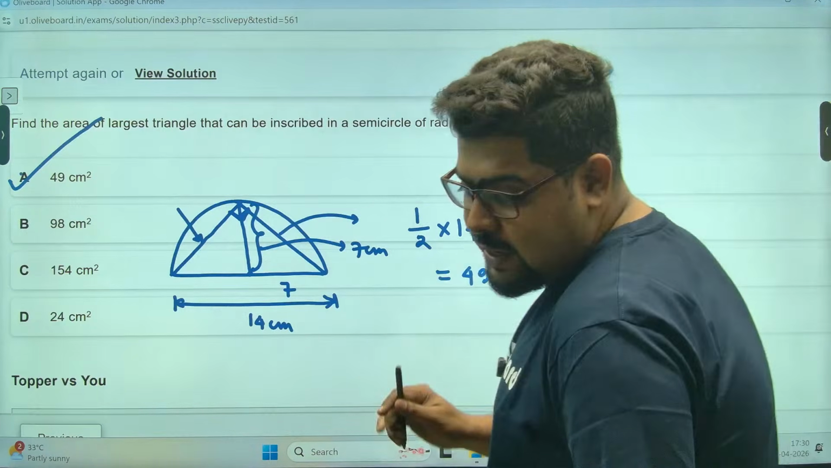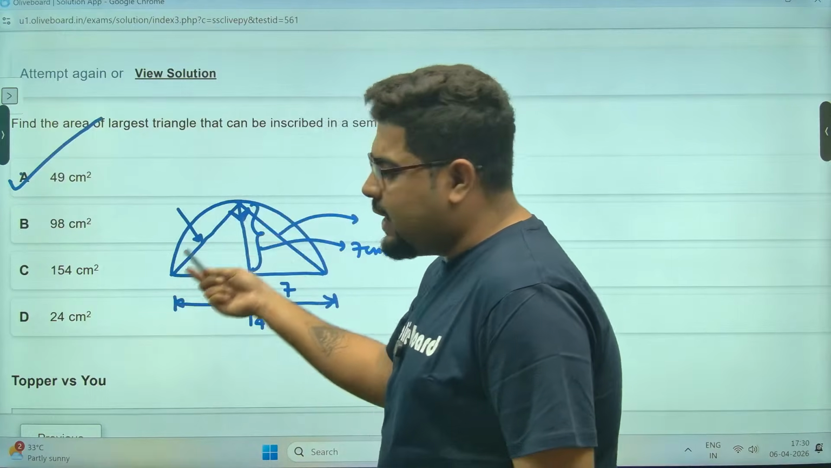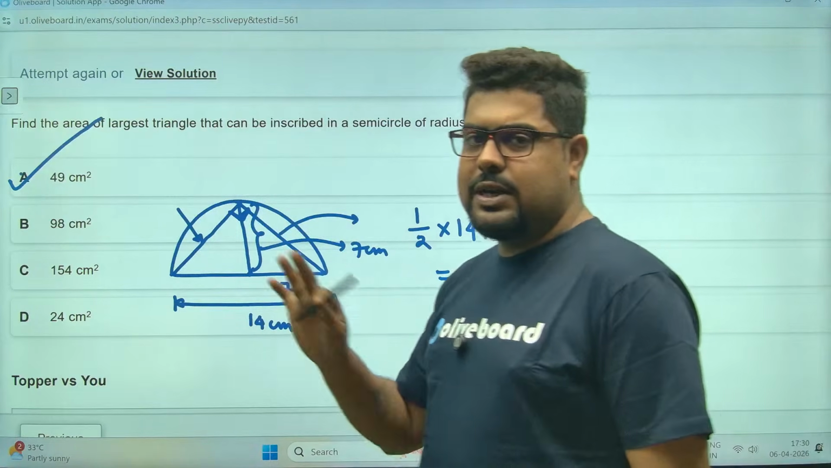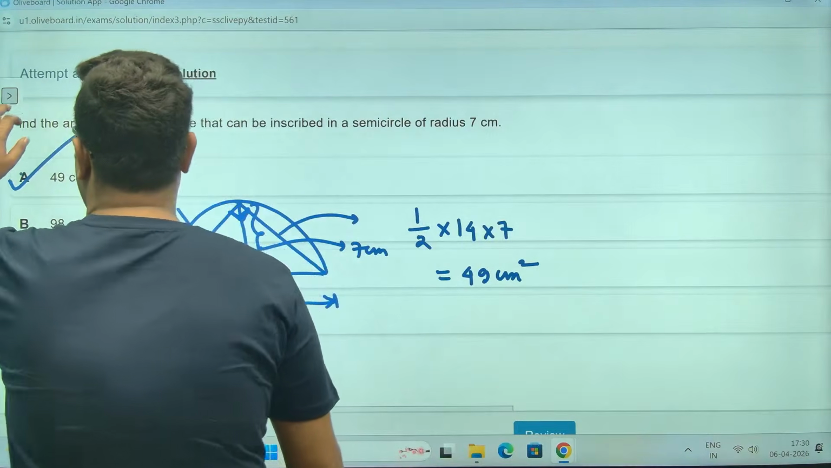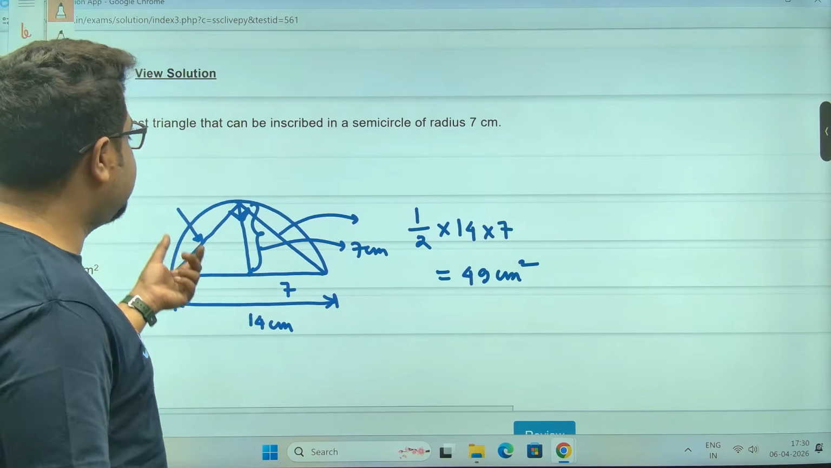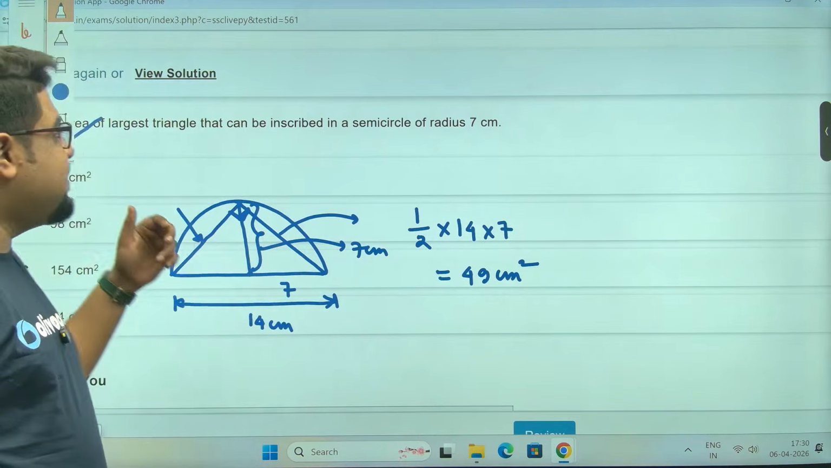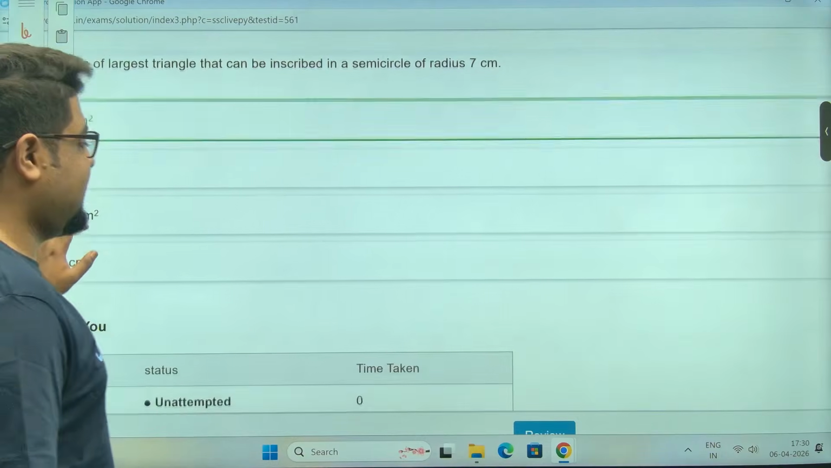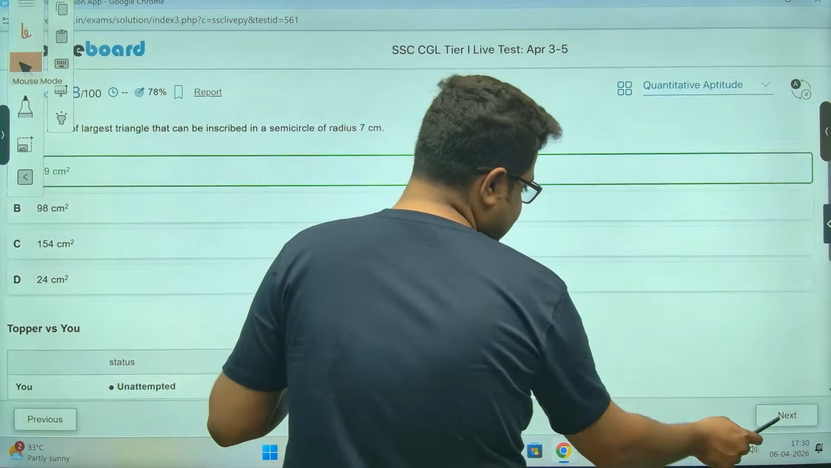Again, the mistake you can make, you can go try find these values. No need, sir. Again, they can ask you to find these values as well. That you can find by equating the area. Chalo, next one.